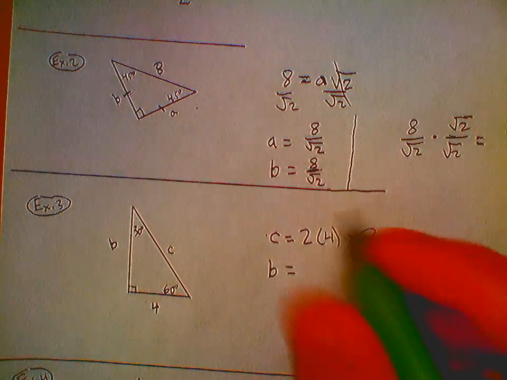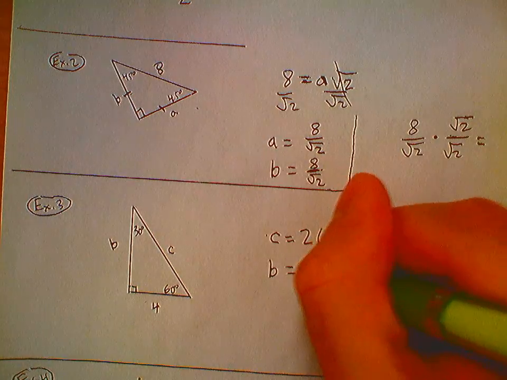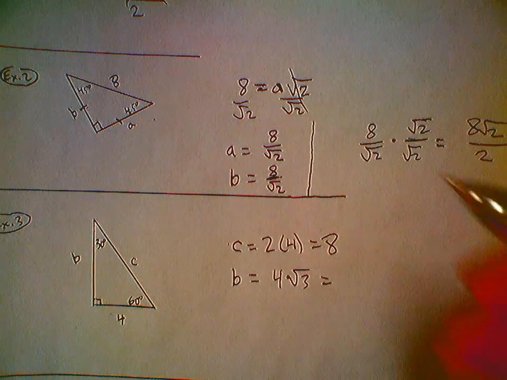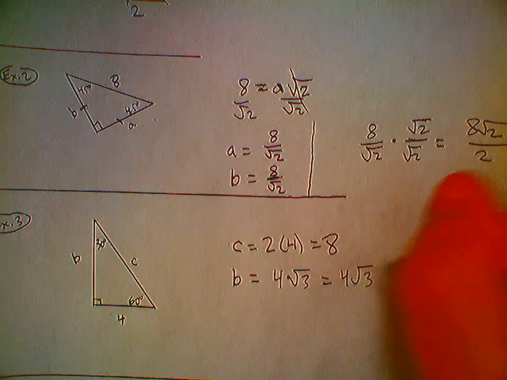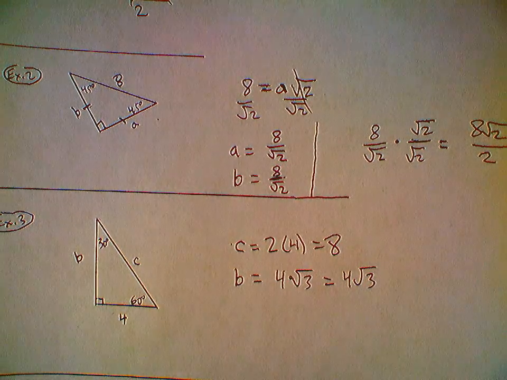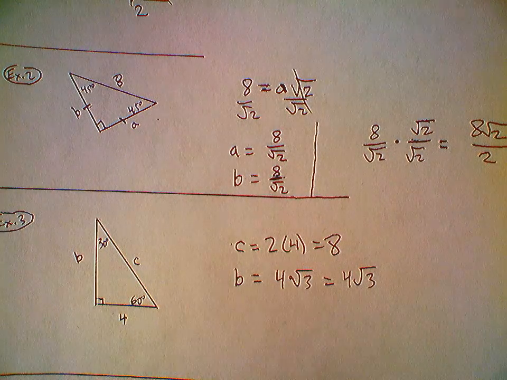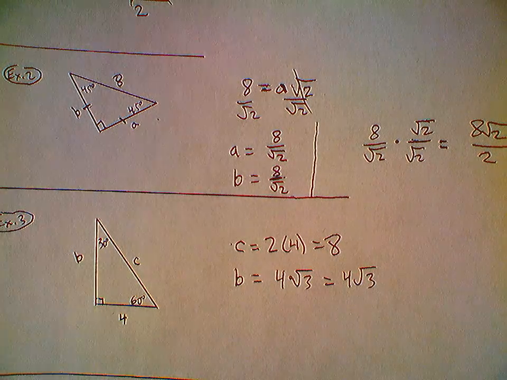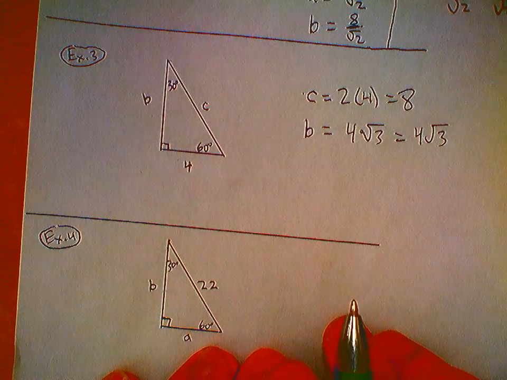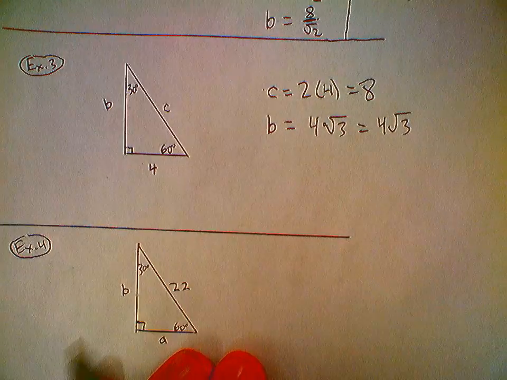So let's do that. I'm going to do 4 times square root of 3. Not really much we can do with that. It's just 4 square root of 3. So that's the other leg. So we've got all 3 sides known at this point, so we are done with that one. Let's move on to the next one.